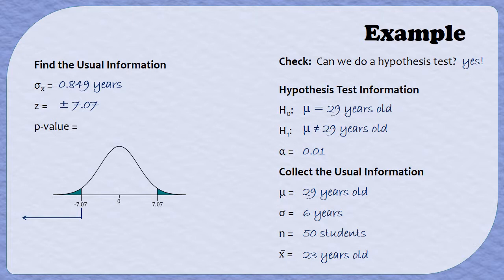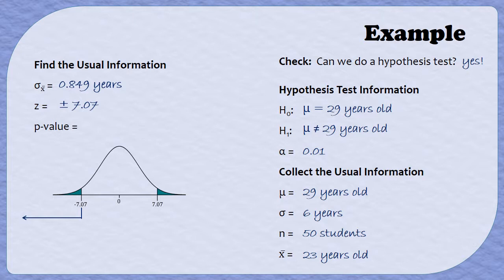The reason that this type of test is called a two-tailed test is because when I look at the graph, there are two little tails that have been shaded in, one to the left of negative 7.07 and one to the right of positive 7.07. Now, because the standard normal curve is symmetric, the shaded area on the left-hand side is going to be the same as the shaded area on the right-hand side.